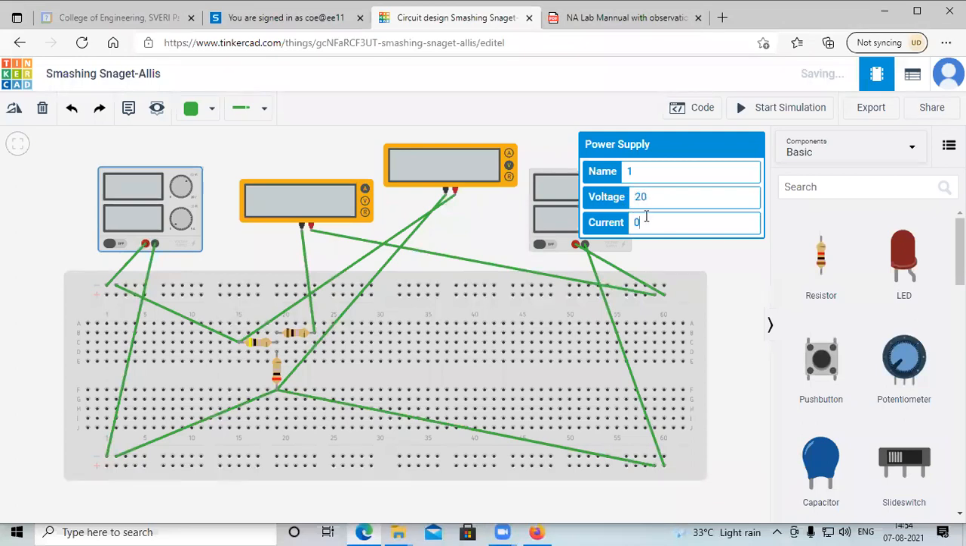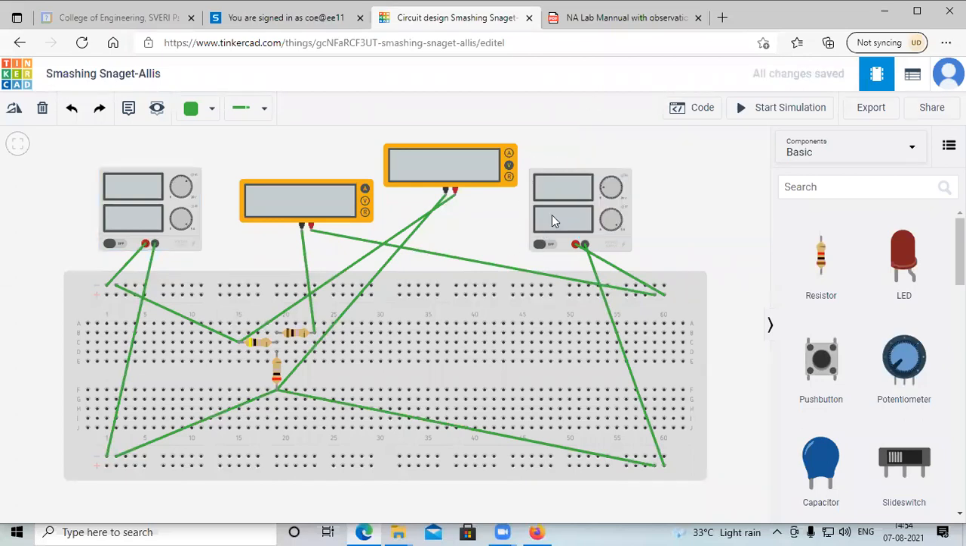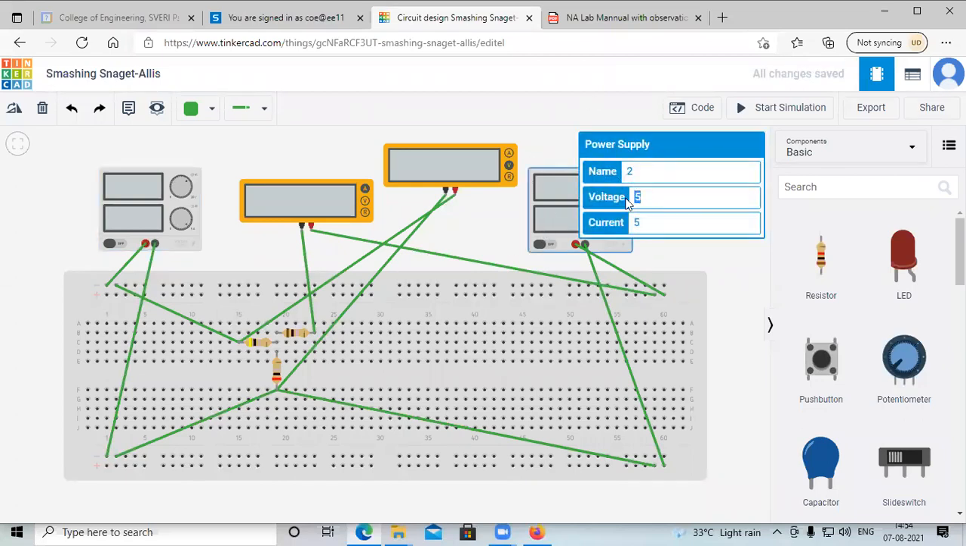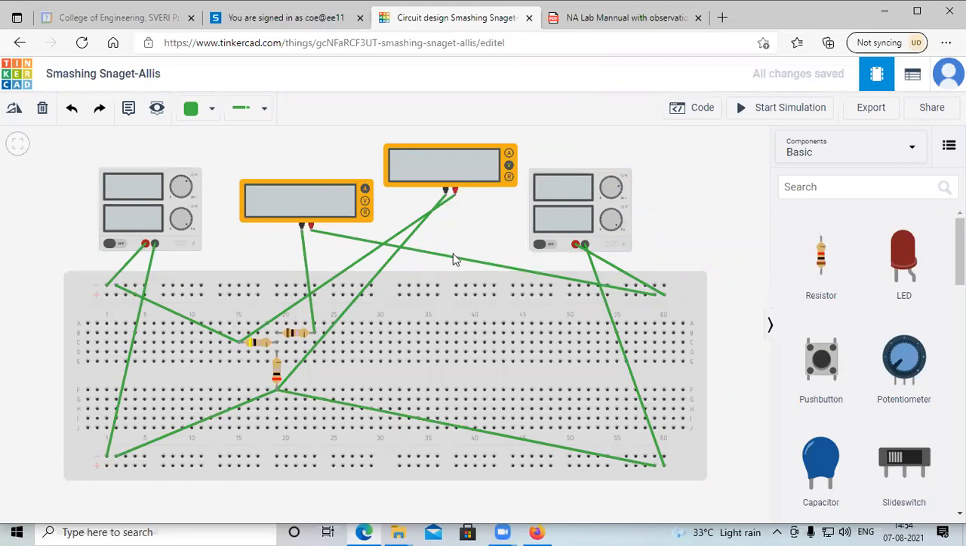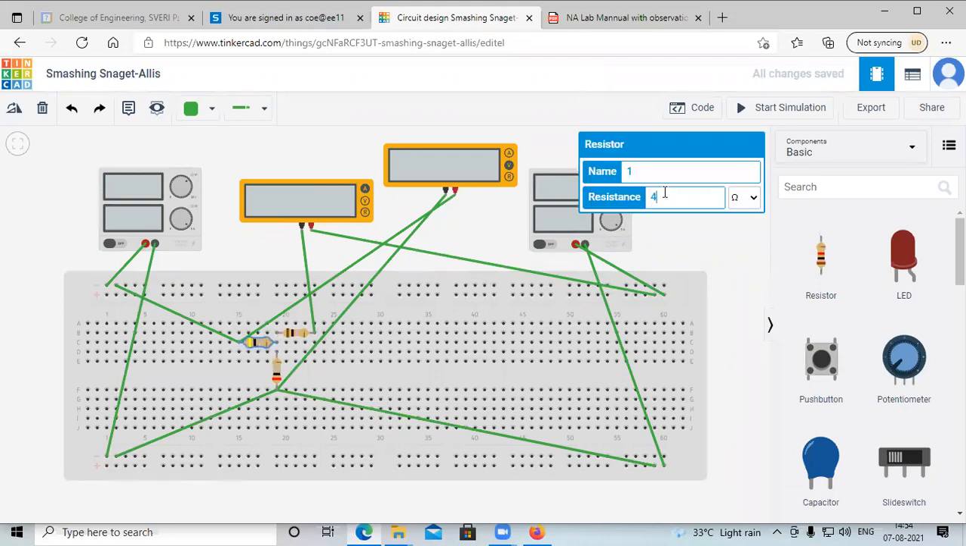Suppose I have represent current here. It is nothing but 5 ampere. Then the second voltage source we required here, it is 24 volt. I have represented here 5 ampere also. See, the value of the first resistor, R1, is nothing but 12 ohm.